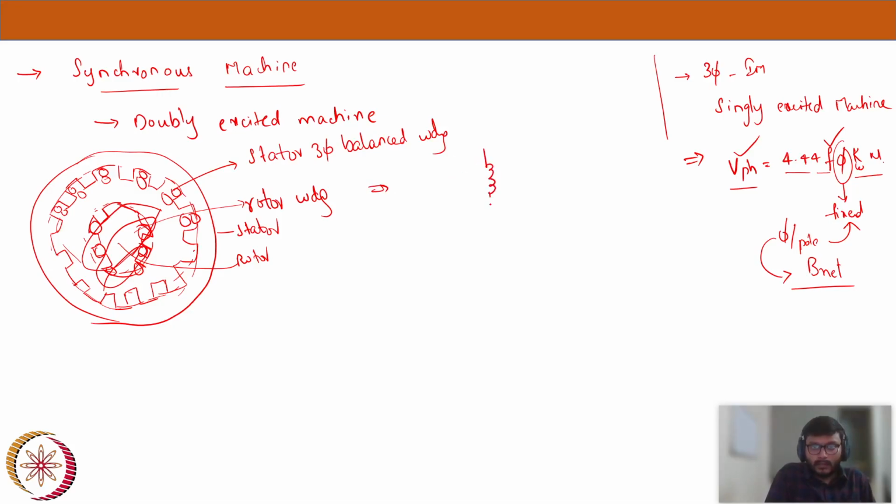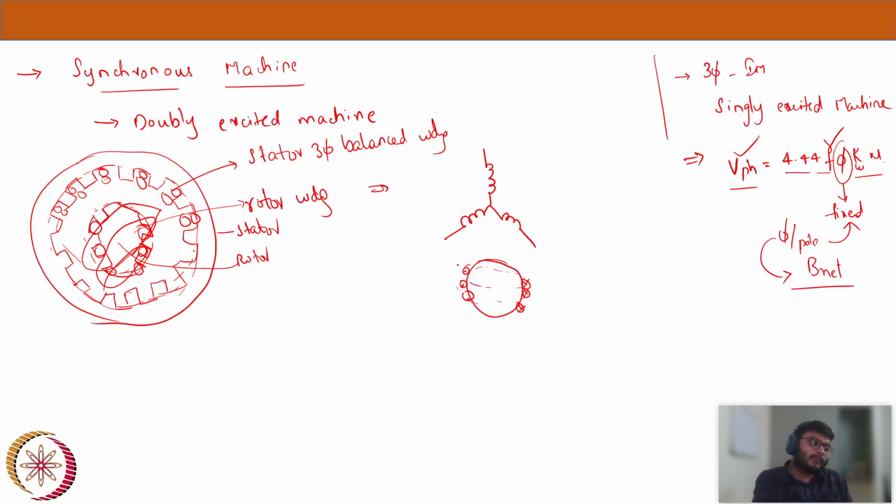Let's say this is my stator. I draw it like this because it's a three-phase winding. My stator will have a three-phase winding. Now this is like a rotor, and let's imagine this is a cross and this is a dot. I have wound it like this, and current is going through and coming out like this.